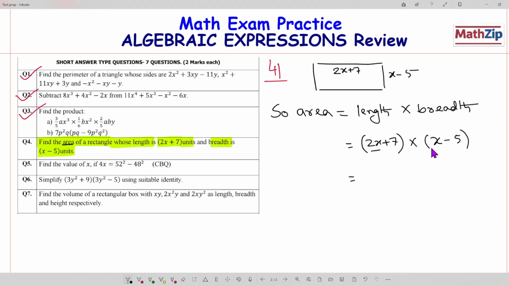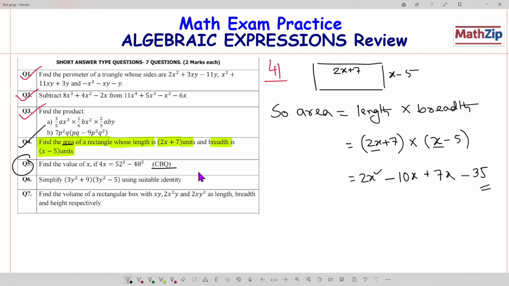So 2x times x is 2x square, minus 2 times 5 is 10x, plus 7x, plus minus minus 7 times 5 is 35. So very simple, done.